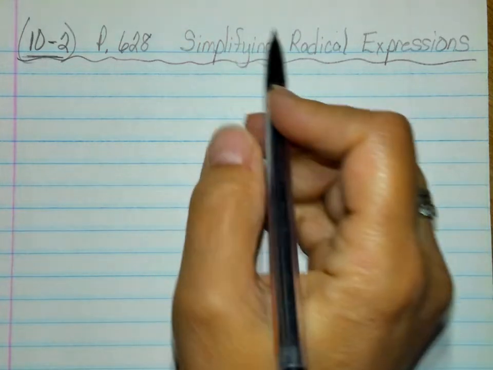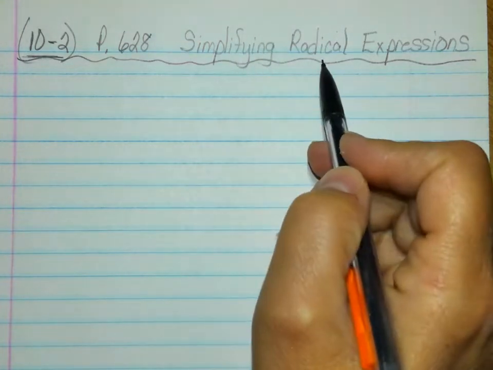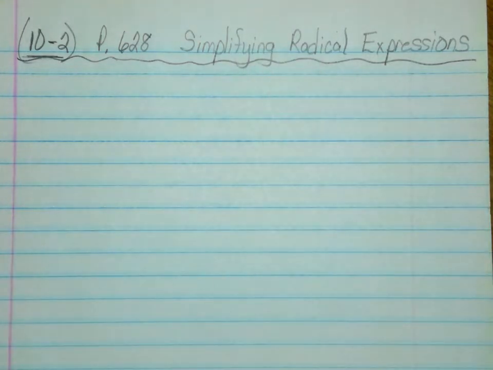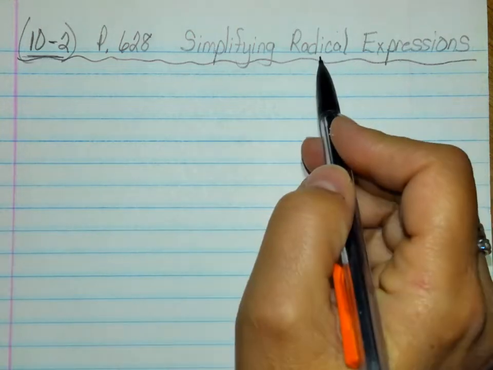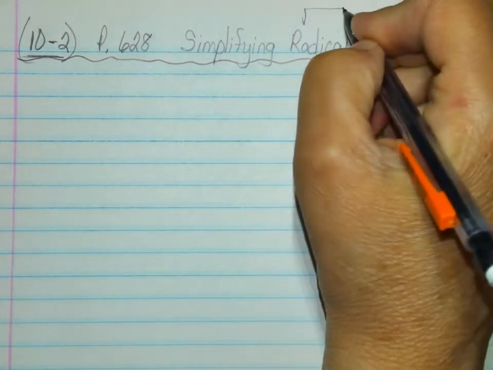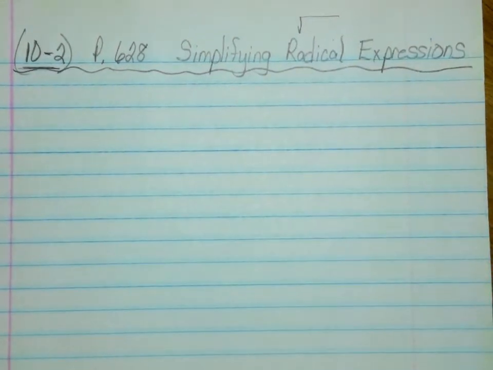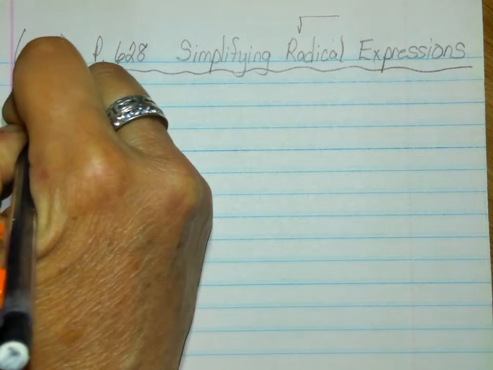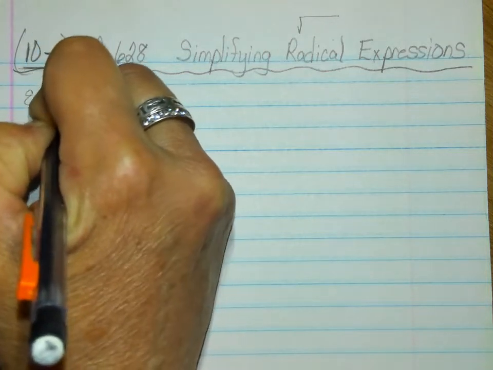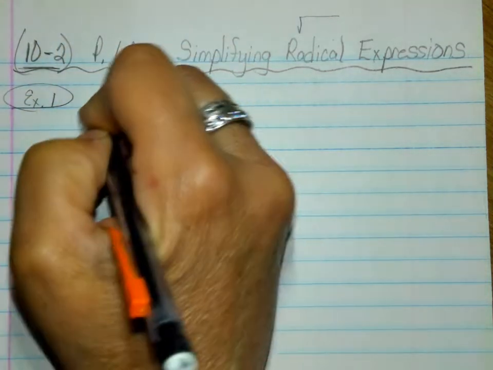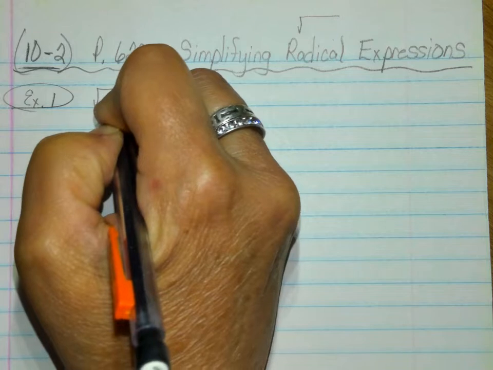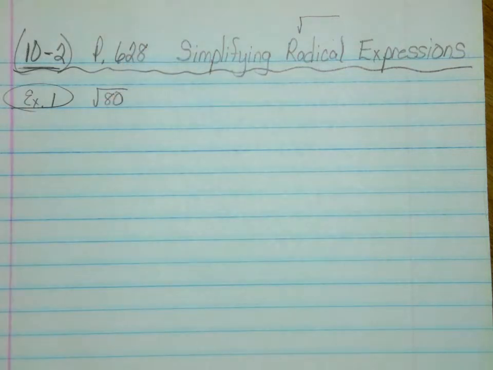We are going to simplify radical expressions. Now the word radical, we know what that is. It's got to have a radical sign in it, a square root sign. So the first problem we're going to do is example 1 in your book. The first one is the square root of 80.